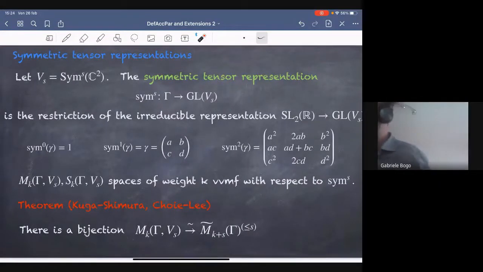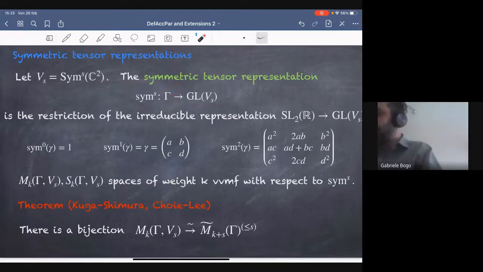And this representation has the following form. You take the symmetric S power of C², and call this space P of S. And then you have an irreducible representation of SL2(R) that you can restrict to a Fuchsian group. This is called the symmetric tensor representation of dimension S plus 1 of the Fuchsian group gamma.